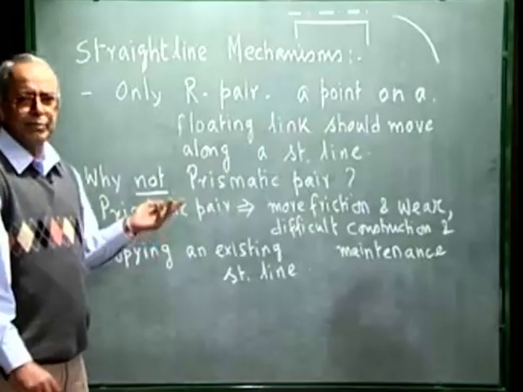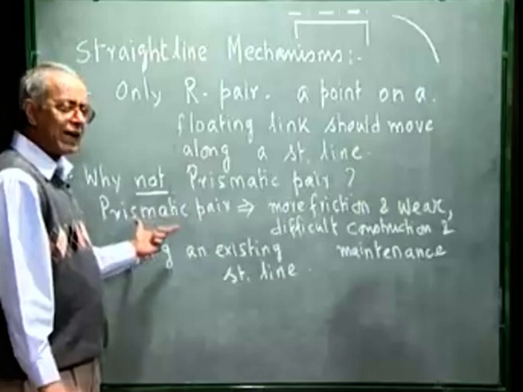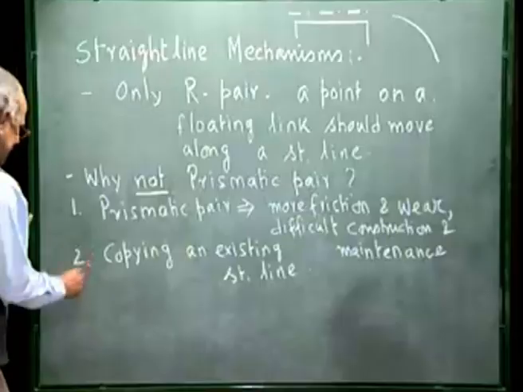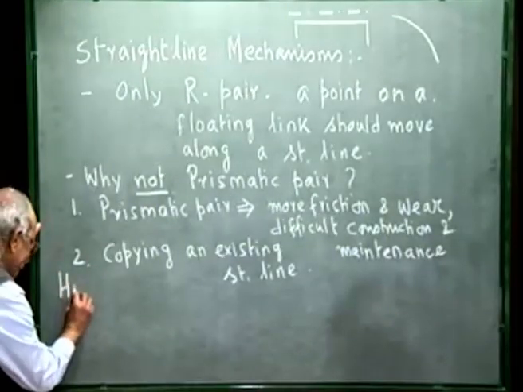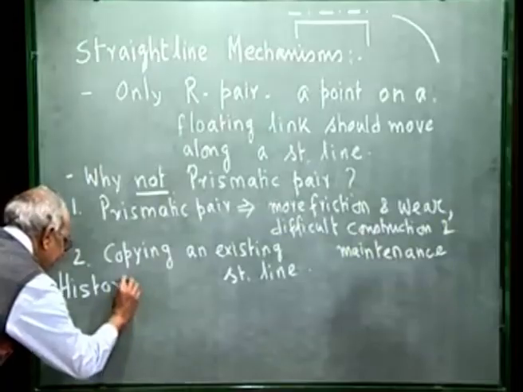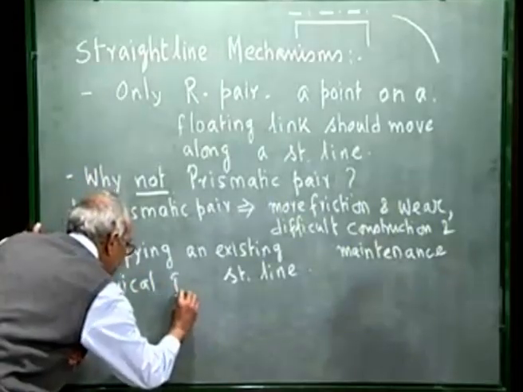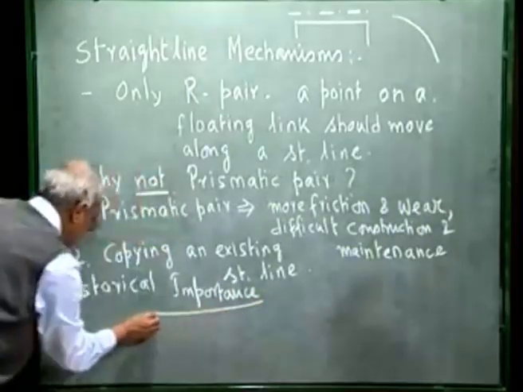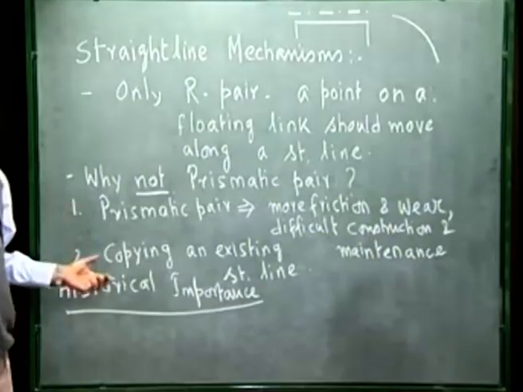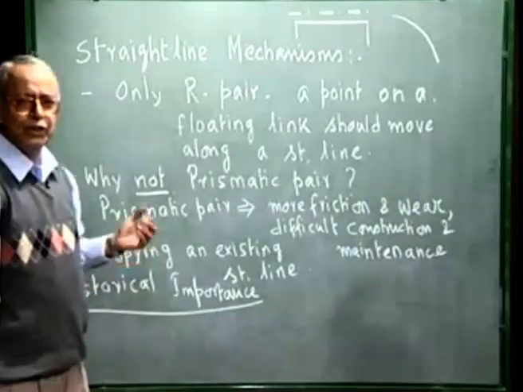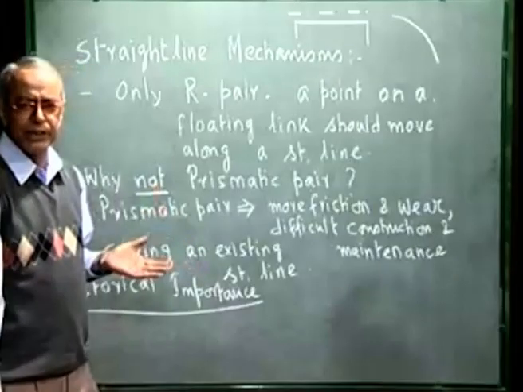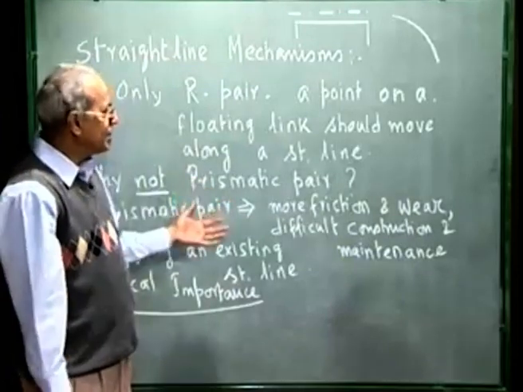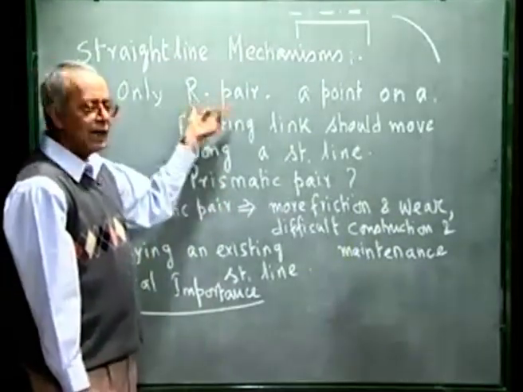And the third thing to remember is that in the early stages of mechanization, it was very difficult to make a long prismatic pair. That is why the straight line mechanism historically is very important. In fact, this is one of the first mechanisms which challenged the ingenuities of both the engineers and the mathematicians, to find how to produce a straight line without copying an existing straight line. That means how to generate a straight line using only R pairs.